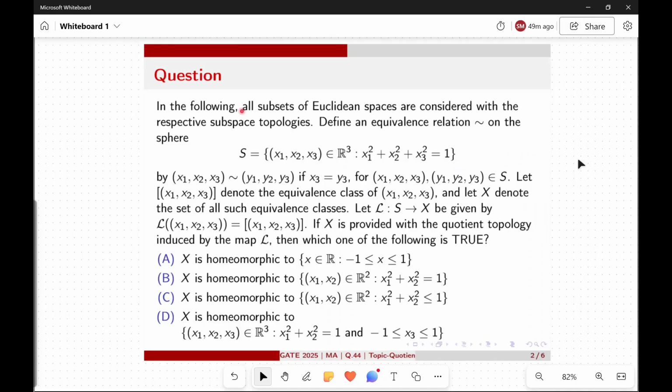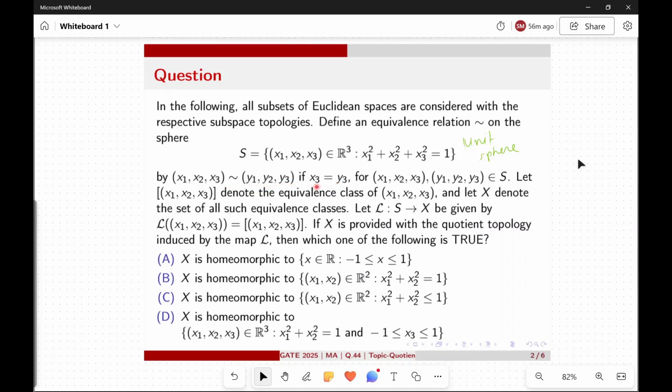The question reads as follows. We consider the Euclidean space, and here we are given the unit sphere. In the unit sphere, there's a relation: x1, x2, x3 and y1, y2, y3 are related if and only if all of the last coordinates are the same.